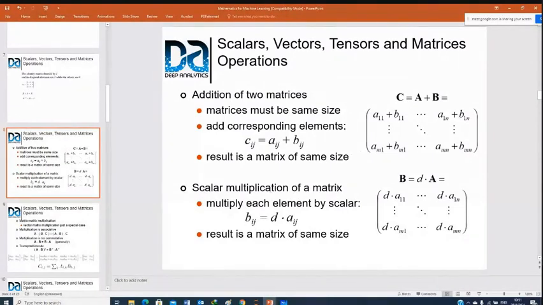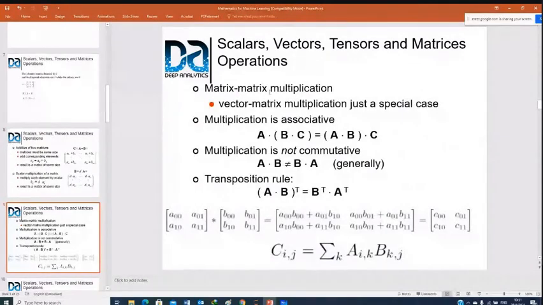In a scalar multiplication of a matrix, you multiply each element by a scalar, and the result is a matrix of the same size, with each element multiplied by the scalar. Then a matrix multiplication, a vector-matrix multiplication, is just a special case.